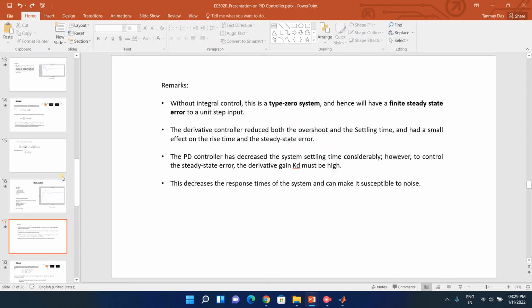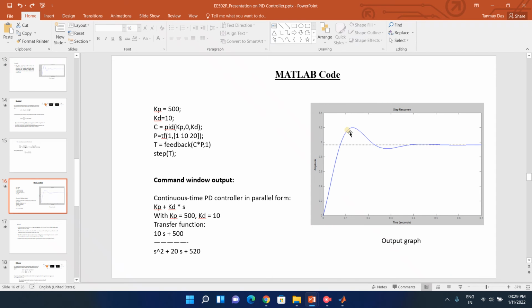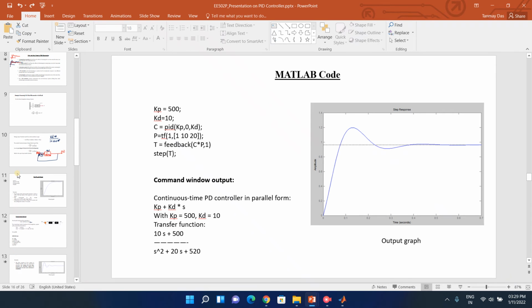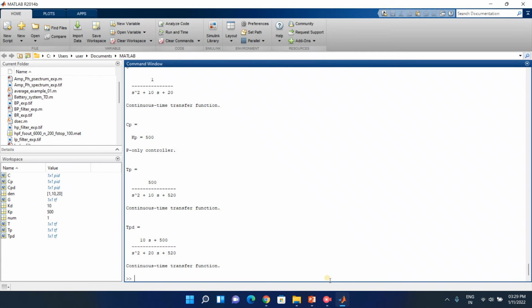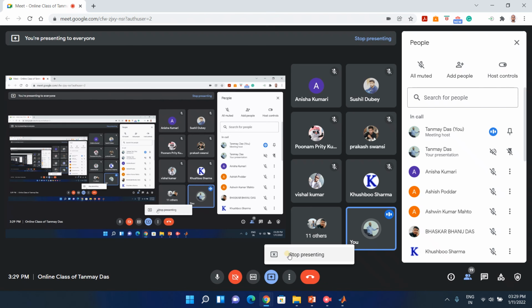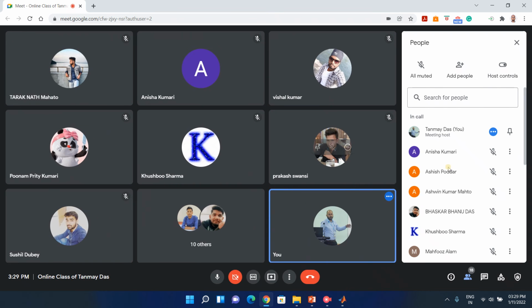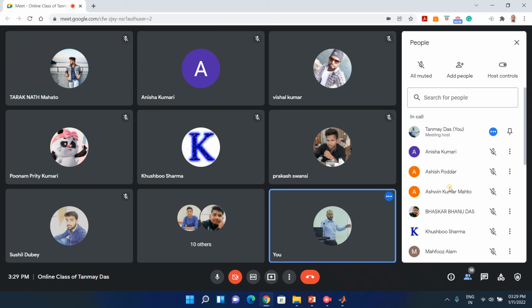So now we have understood from the comparison what is the difference between P controller and PD controller. For only P controller we will have a huge overshoot and long settling time. With use of PD controller we will be able to reduce the overshoot and also the settling time. Okay, have you understood P and PD? Because PI and PID we will continue in the next class. Is it okay? Do you have any question? Have you understood?